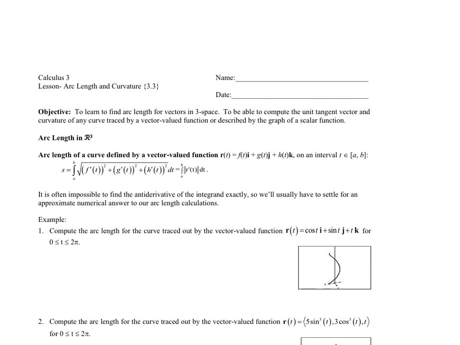But the last thing we're going to talk about tonight is arc length and curvature. Well, just arc length, actually. We'll get to curvature next class. Curvature is actually a really fun topic. It's exactly what it sounds like. It's the idea that you can quantify the curviness of a function. All right? Some curves are more curvy than others.